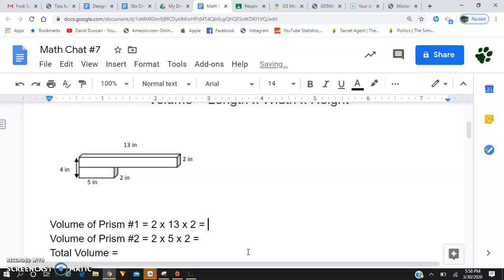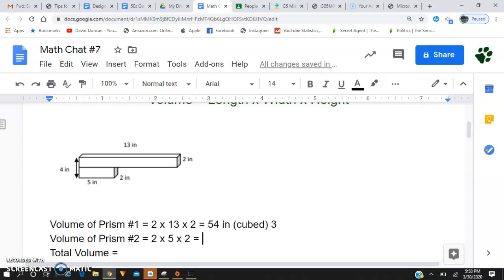Now I have the length, width, and height of each prism. I'm going to calculate the volume of each prism individually. Well, I know that 2 times 13 is going to get me 26. 26 times 2 is going to get me 54? 54 inches cubed. I'm going to go like that, because we always make sure our volume is a cube.